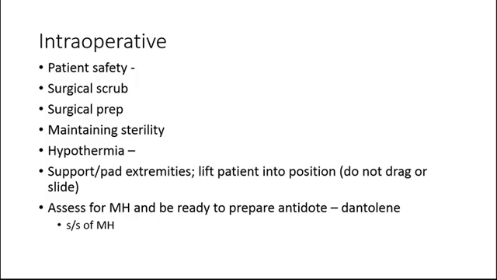So be on the alert for any tachycardia or any extremely elevated temperatures, any brown or discolored urine, cyanosis on the patient, or even muscle rigidity. Those are the signs and symptoms of malignant hyperthermia, and be ready to prepare the antidote, which is Dantrolene. That's the only antidote known for malignant hyperthermia.